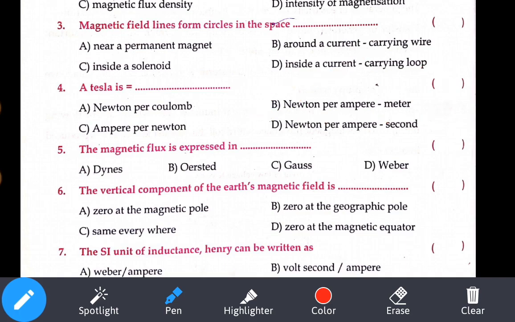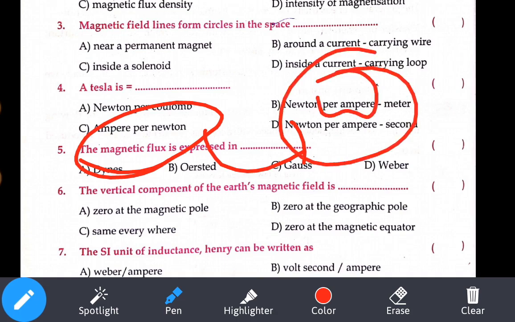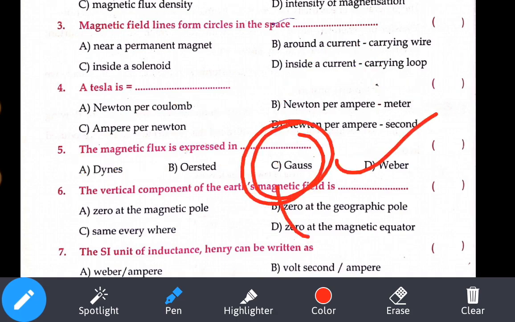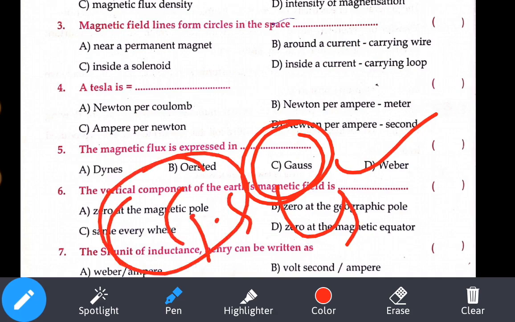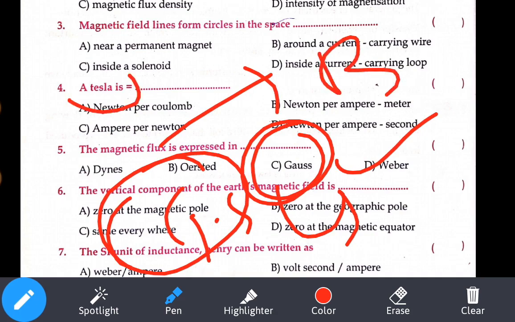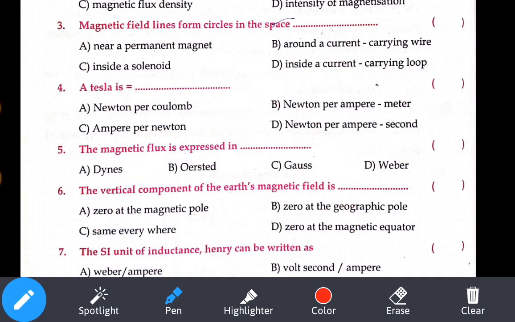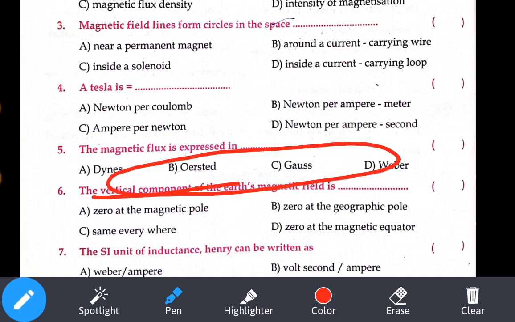A magnetic flux is expressed in: the number of field lines passing through a unit area is called magnetic flux. Magnetic flux is measured in Weber. Now what about the Gauss? Gauss is the CGS unit of magnetic flux density. Whatever Tesla you have learned, this is our SI unit. CGS unit is Gauss. Oersted is the unit for magnetic field strength. Okay, let's see the next one. The vertical component of the Earth's magnetic field.